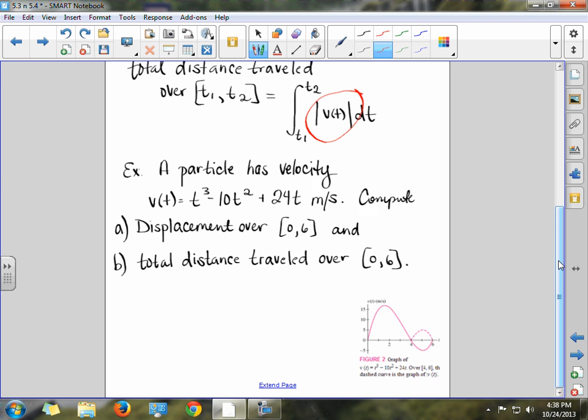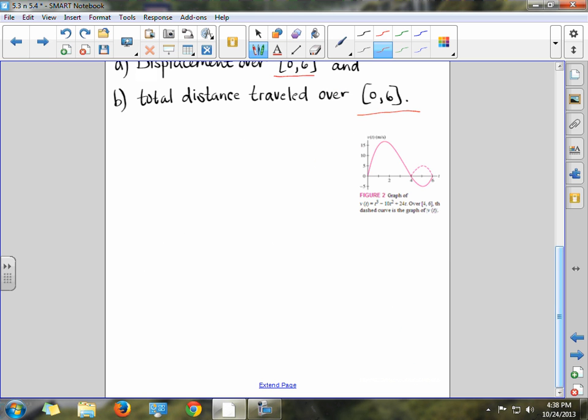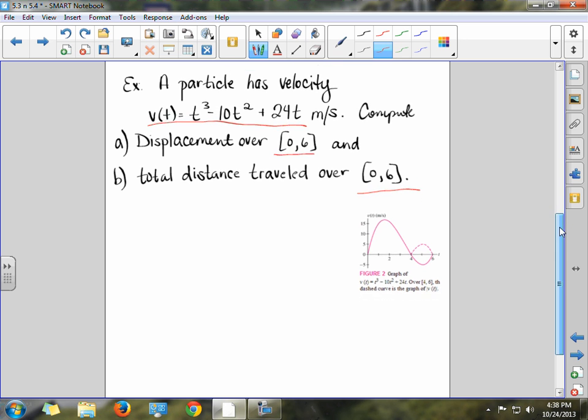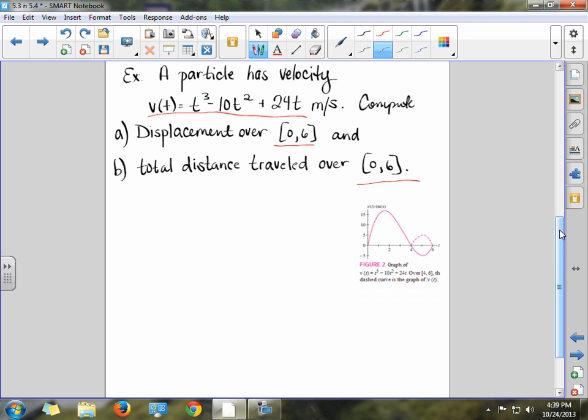So we have a particle that has a velocity represented by this equation right here. So we want to compute two things. We want to compute displacement over this interval from 0 to 6, and then we want to compute the total distance traveled over 0 to 6. So let's do displacement first. I've included this graph. We'll talk about it when we do total distance traveled.